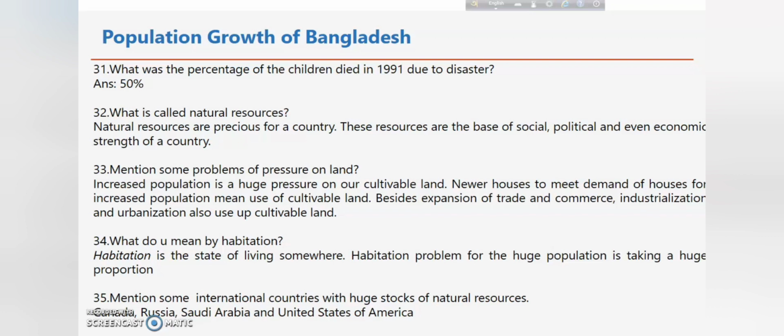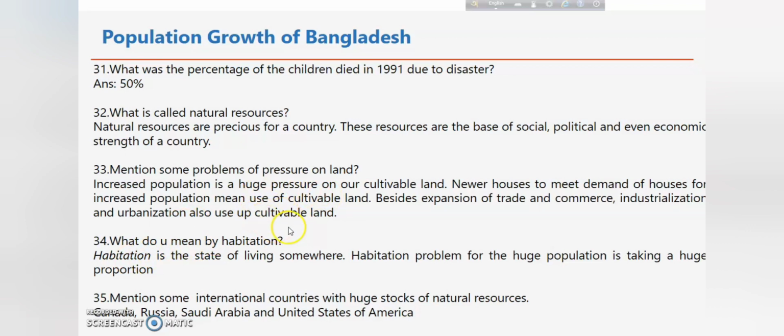What do you mean by habitation? Habitation is the state of living somewhere. That means the huge population problem is taking a huge proportion day by day. Mention some countries with huge stocks of natural resources. Canada, Russia, Saudi Arabia, and the United States of America are some countries with huge natural resources.